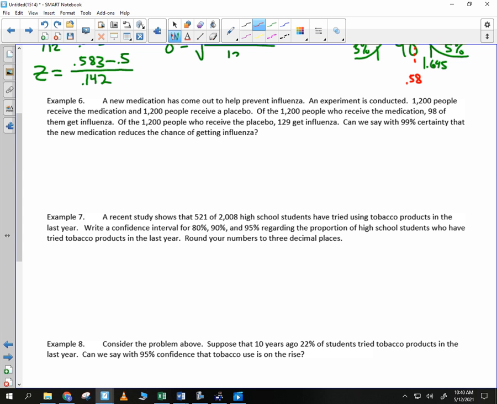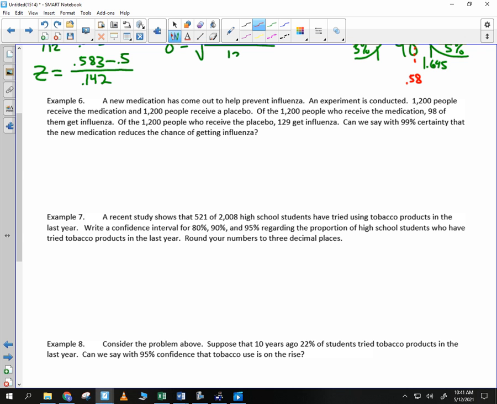It looks like the medication might have an ability to reduce influenza, doesn't it? Can we say with 99% certainty that the new medication reduces the chance of getting influenza? Talk among your peers. Decide, what do you think? Don't perform it. What do you think? Go.